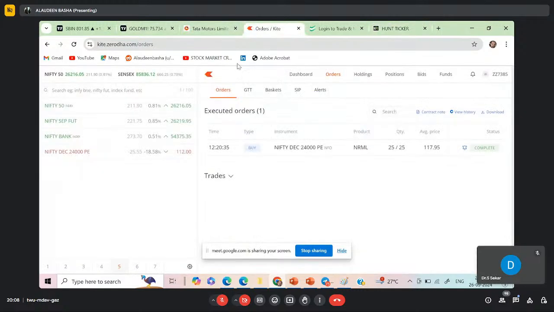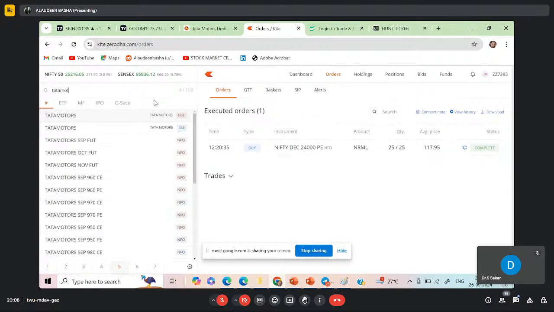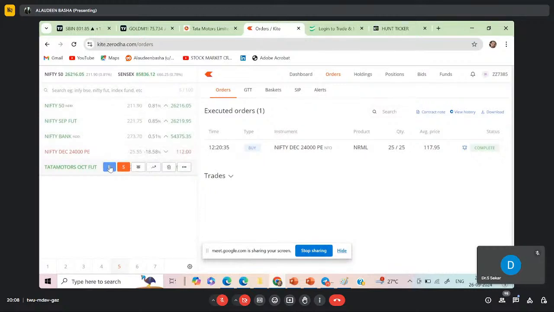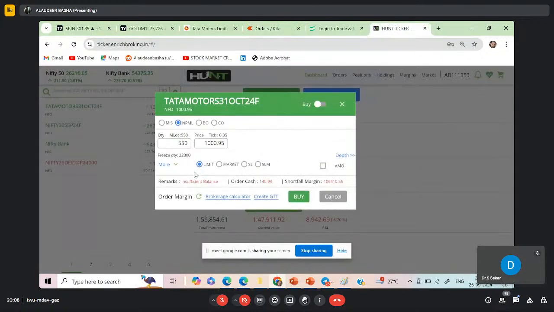In Zerodha, same Tata Motors, same 1 lot, the margin is 1,08,000 rupees. In this broker, it is 1,06,000 rupees. The margin will differ from one broker to another broker. The lot size cannot be changed, but the margin will change depending on the brokerage.